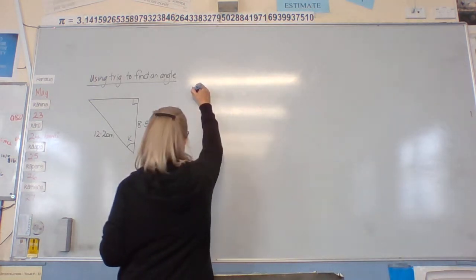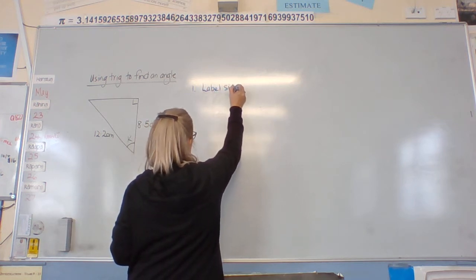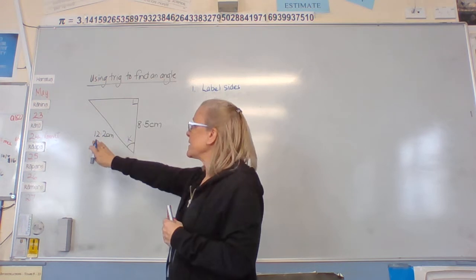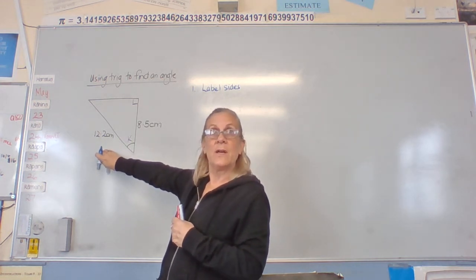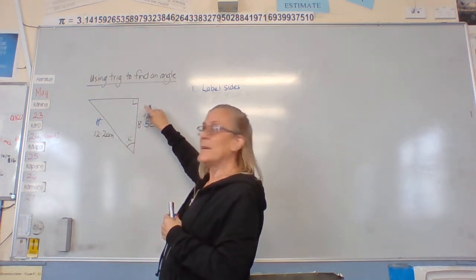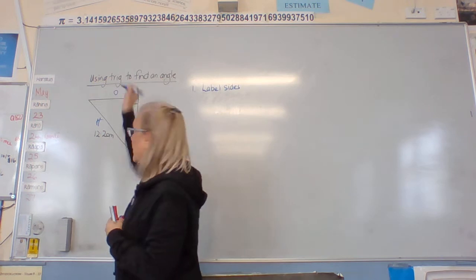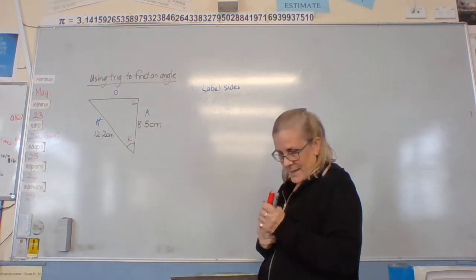First thing is we label the sides. So we know how to do that. This side is H. Good. This side is A, and this is O. All right. So if we know that part, the second part's exactly the same as it was.